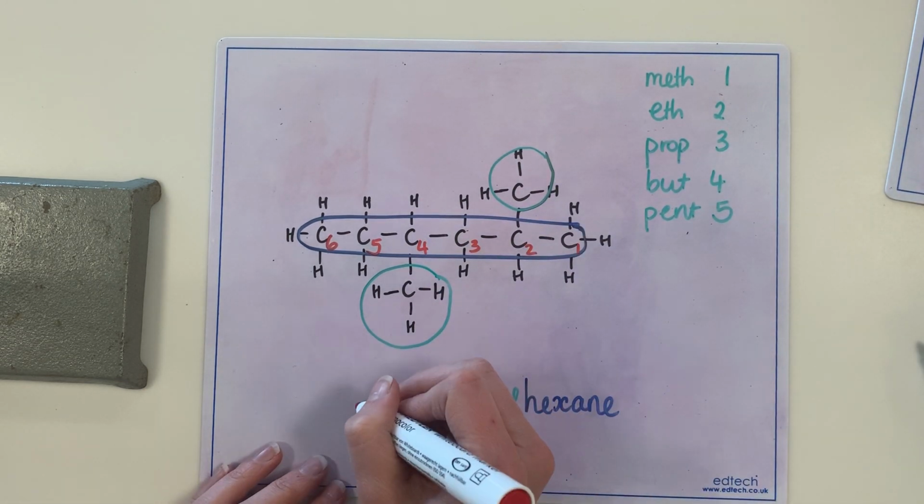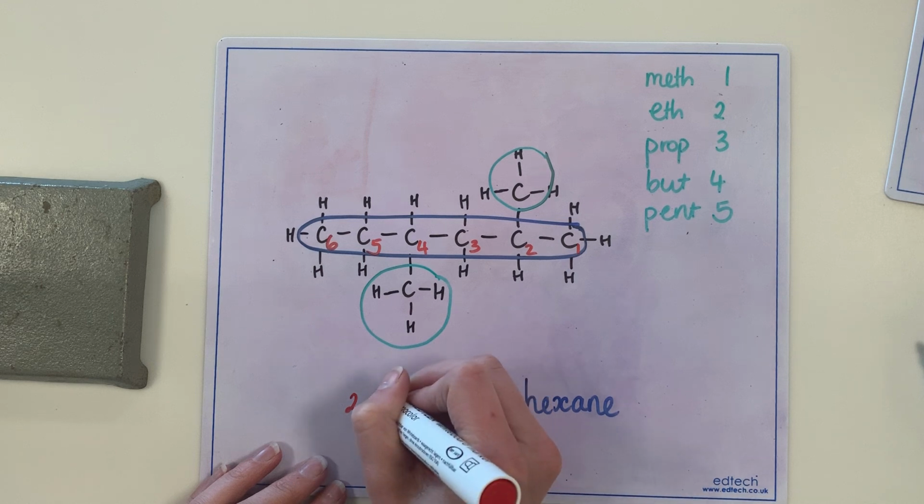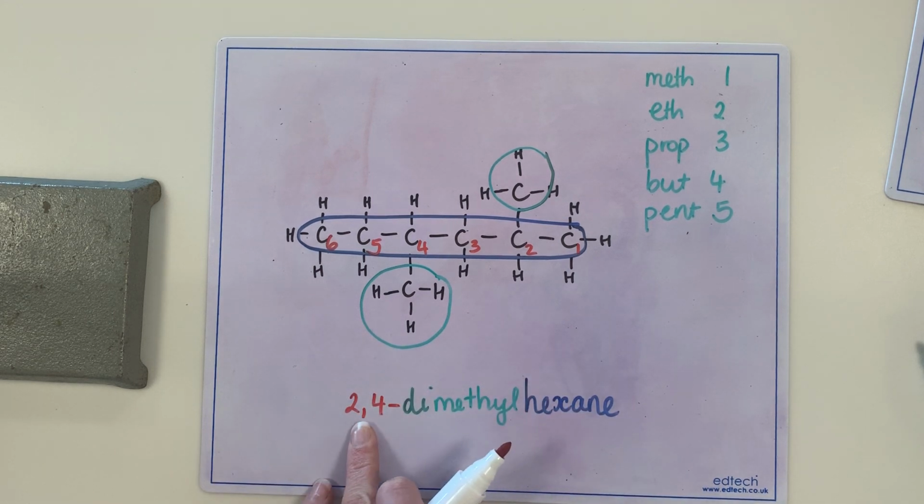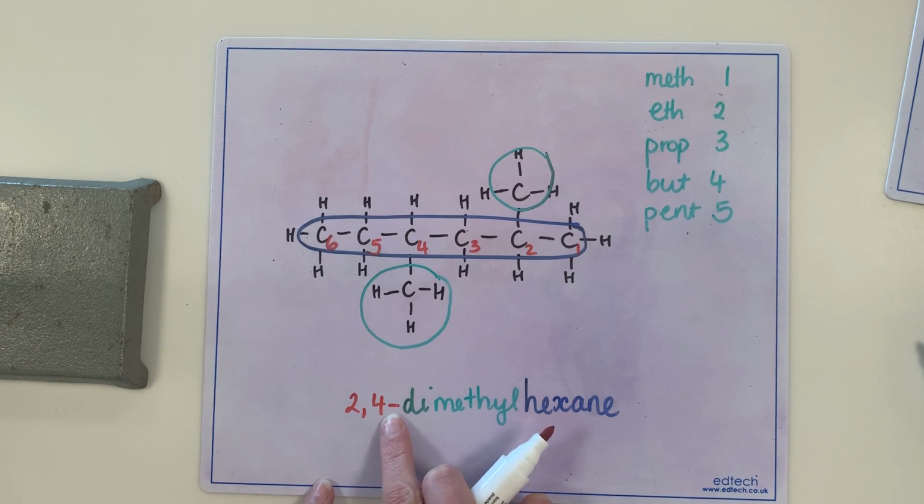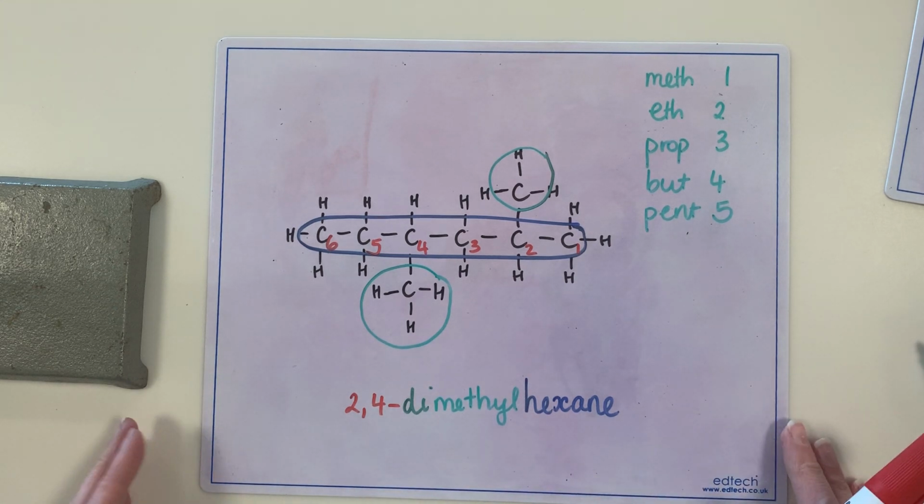to carbon number 4. So we put 2, 4, and we put a comma in between them, and we just write them in order, smallest to largest, and a hyphen. And then this is all one word, 2,4-dimethylhexane. Let's try another one.